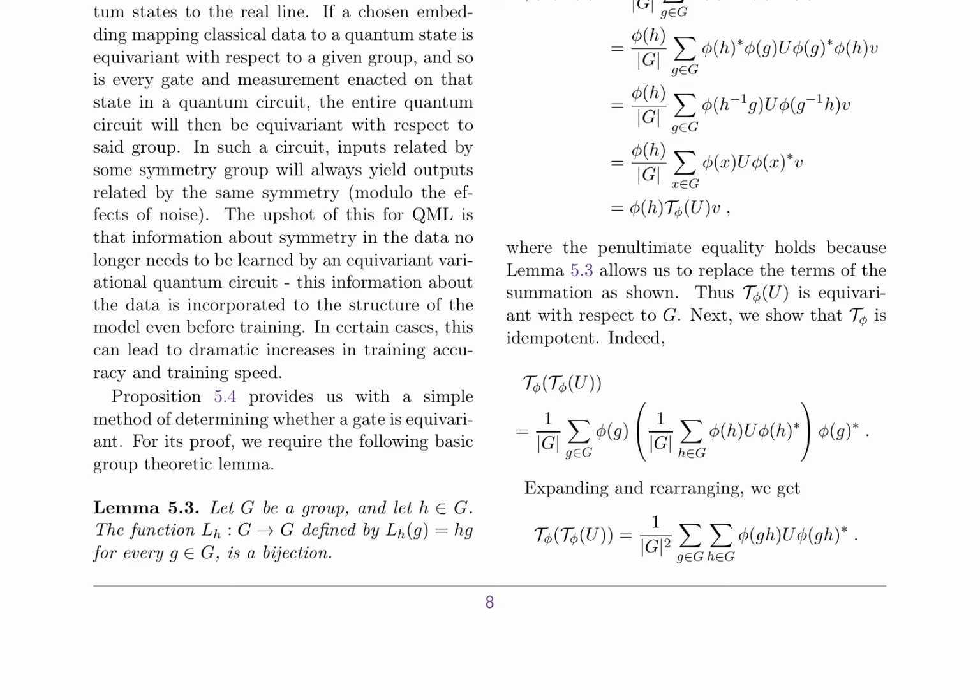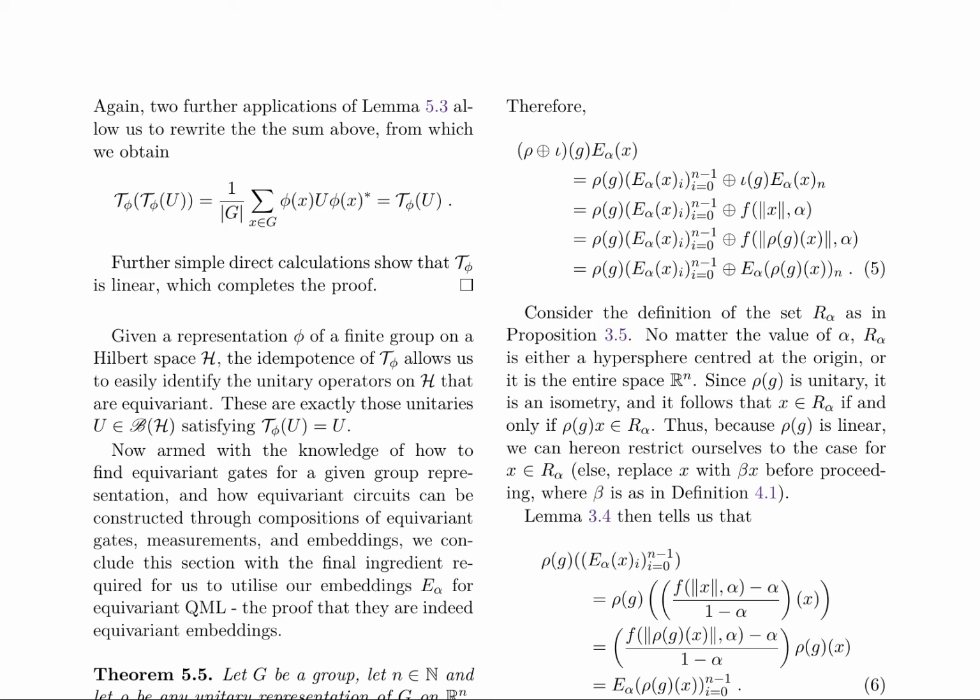The operator T-phi is defined as the average of phi_G U phi_G* over all g elements of G. The authors prove that T-phi is a projection operator and that it maps an operator U to an equivariant operator. Here is a combined summary of pages 9 and 10.